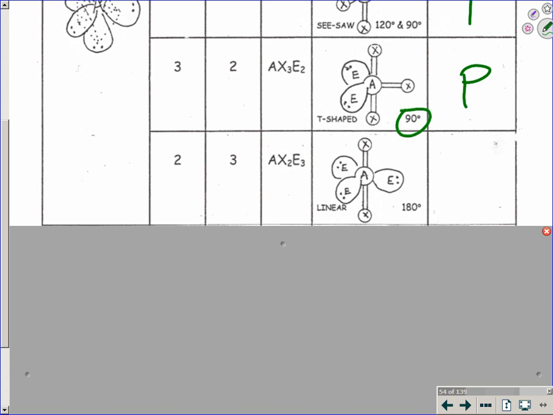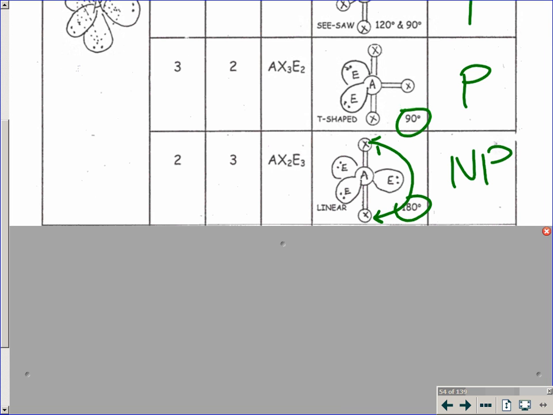So the angle that it's speaking of here is between the x and the x, but we know that there's more angles that you could talk about between x and this, the bonded pair and the lone pair. What's this angle here? 90, but what are the angles between all the lone pairs? Approximately 120. Polar or nonpolar? Nonpolar, because we have an equal distribution of charge.